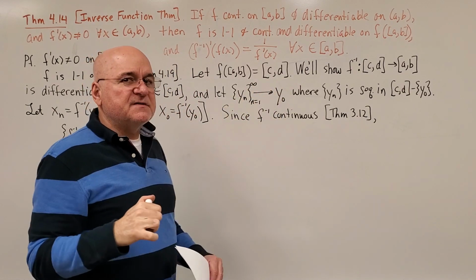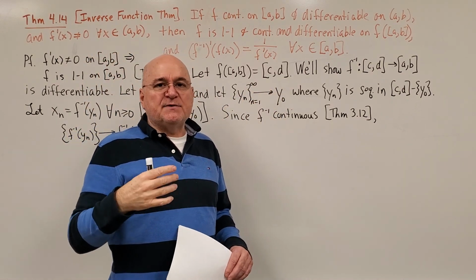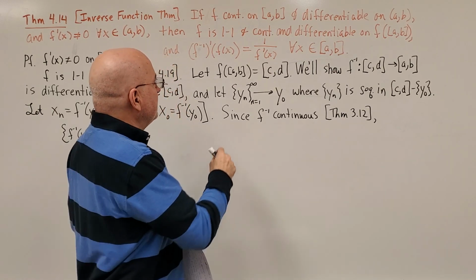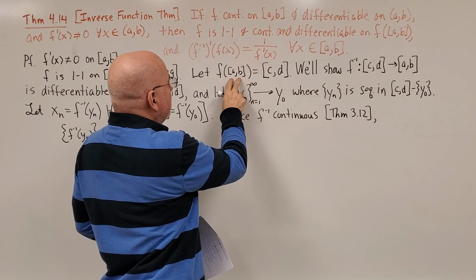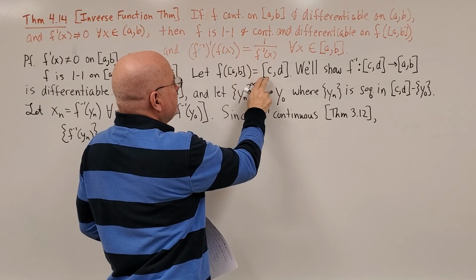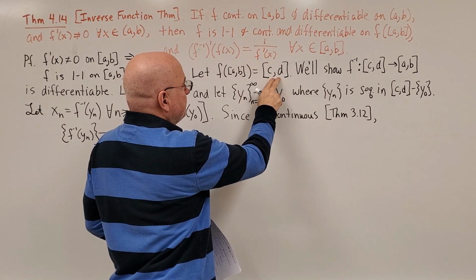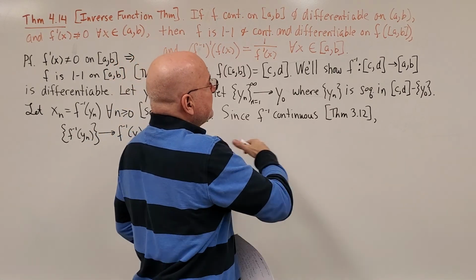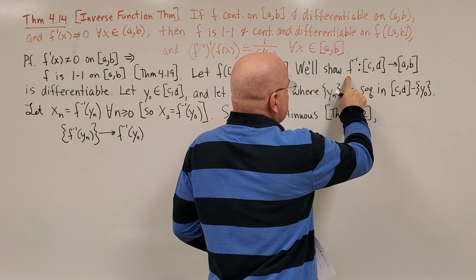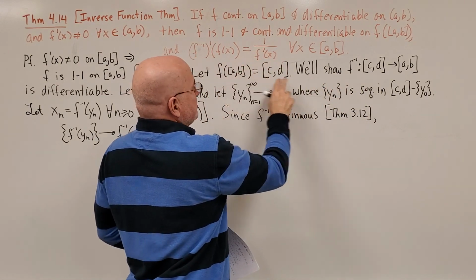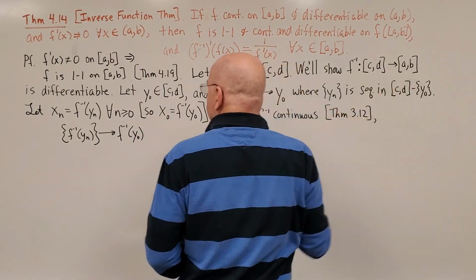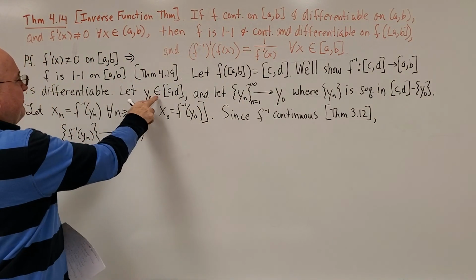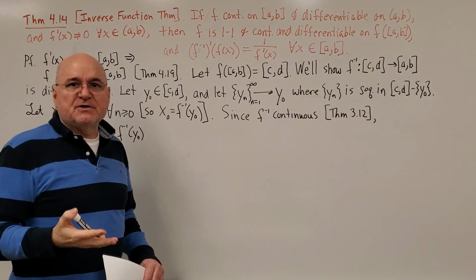Now, why are we allowed to say that? The continuous image of a compact set is compact. So if you have a continuous function, f of a closed interval always gives you a closed interval. What we'll show first, for starters anyways, is that f inverse, which is the function going the opposite direction from [c,d] into [a,b], is differentiable.